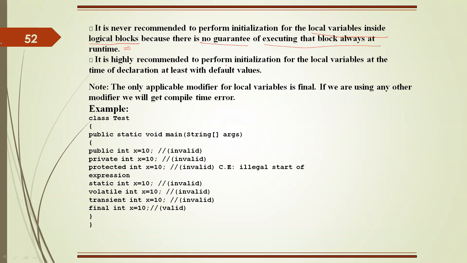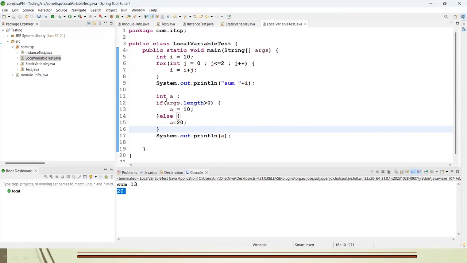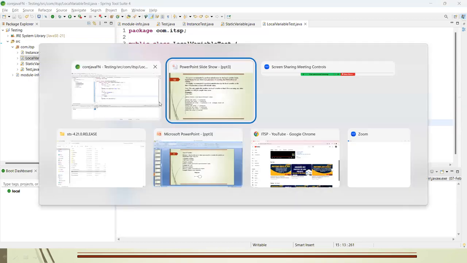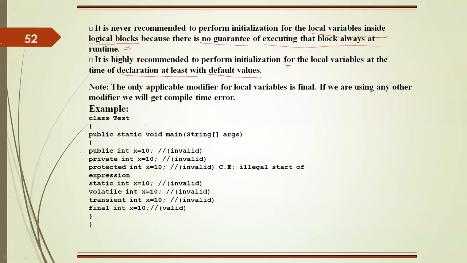It is highly recommended to perform initialization for the local variable at the time of declaration, at least with default values. So that example I have shown you, this example is not required. This is the logical block we have declared, right? But you should use a default like that.